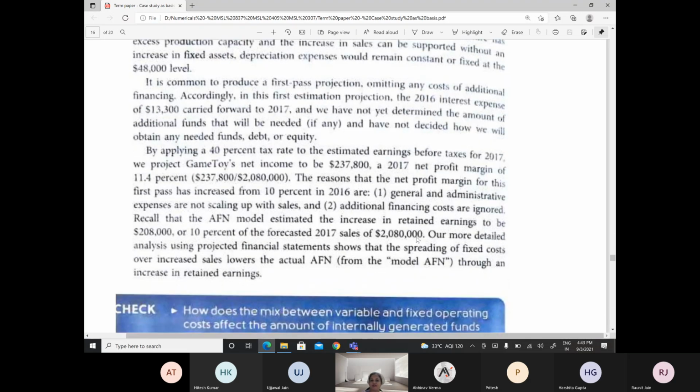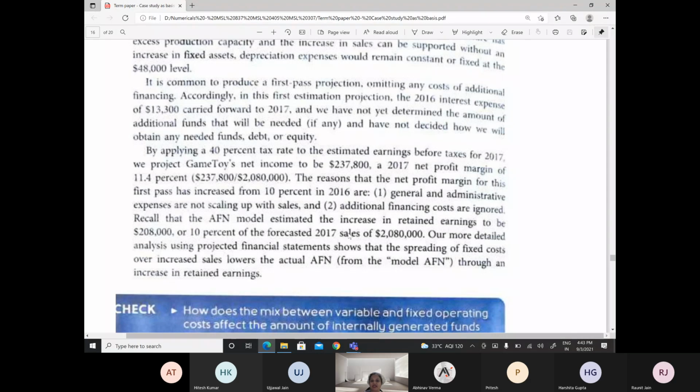By applying a 40% tax rate to the estimated earnings before taxes for 2017, we project Game Toys net income to be $237,800, a 2017 net profit margin of 11.4%. The reasons that the net profit margin for this first pass has increased from 10% in 2016 are: A, general and admin expenses are not scaling up with sales. Additional financing costs are ignored. So we are not saying that we'll have to raise fresh debt, so there'll be extra interest expenses.